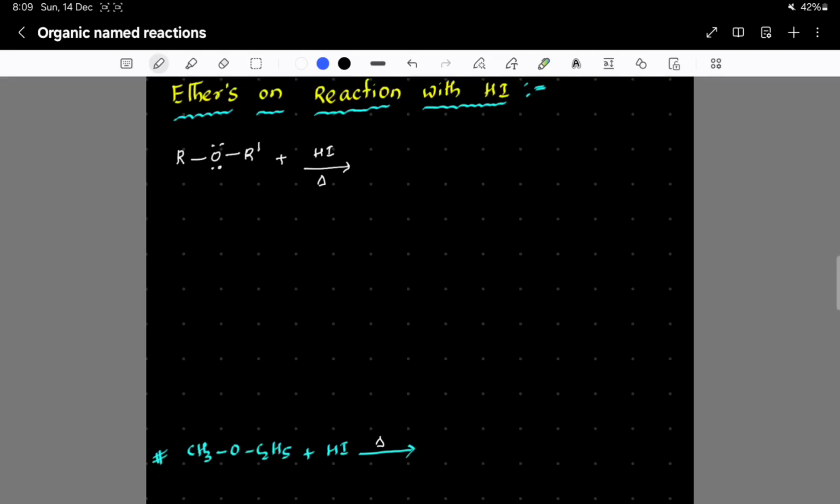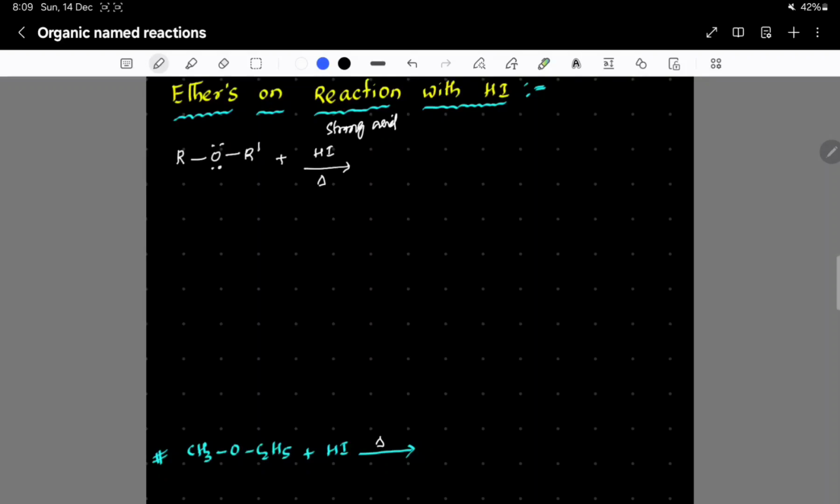Okay. Now we will do the reaction, students. Ethers on reaction with HI. Generally, ether is a base, students, because oxygen is having a lone pair, and this is cleavage of ether on reaction with a strong acid, right? This is the strong acid. So generally here, students, this reaction is an acid-base type of reaction.